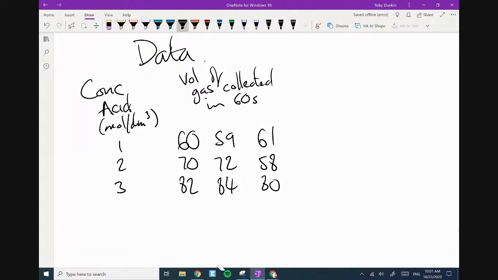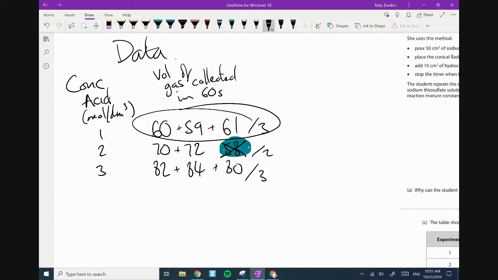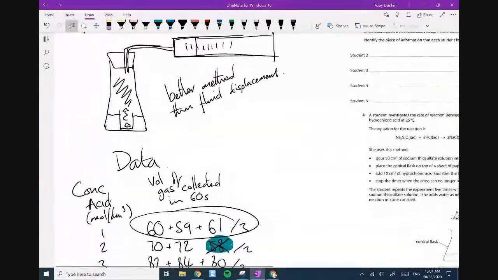So at this point, the reason why I'm doing this is because I'm mentioning anomalous data. They're going to ask you to calculate the average, and just be aware that you need to be able to spot data that doesn't fit the pattern. These are fine, but the reason why we know that that one's anomalous is because that number there is smaller than the previous experiment. It cannot be correct for the higher concentration. So you ignore that data. This would be add them all together and divide by 3. This is add these 2 and divide by 2. This one would be add all 3 together and divide by 3. So just mentioning data collection and anomalous data at this point.